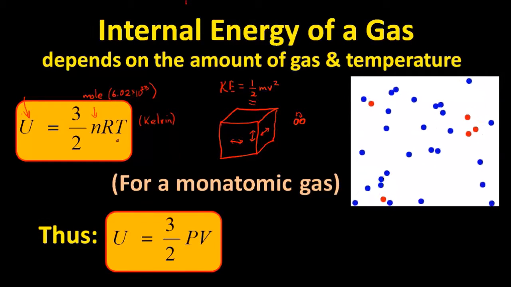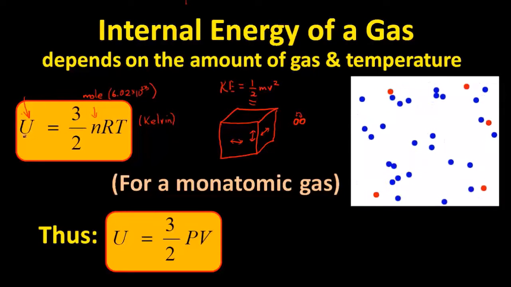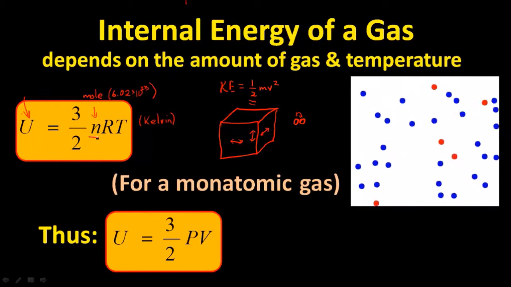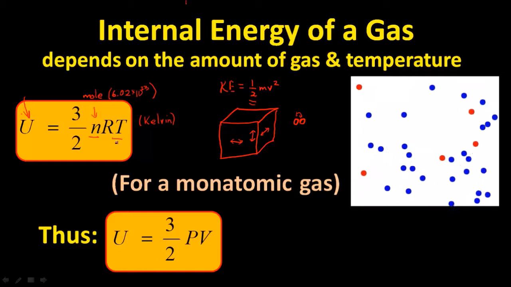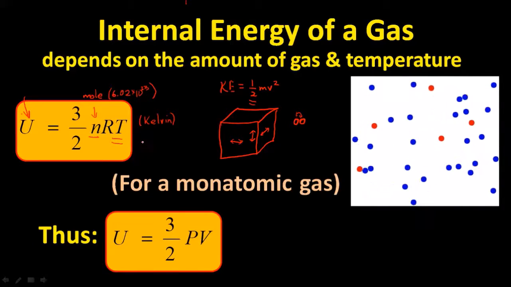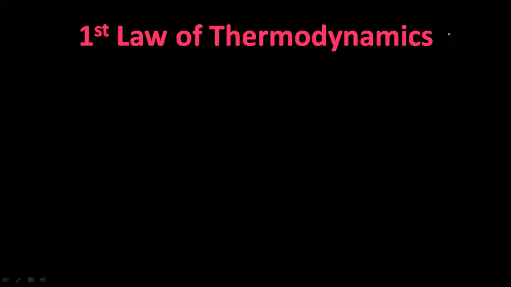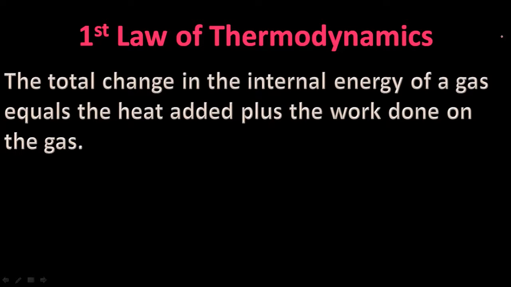Okay, but the key thing I want you to remember, internal energy of a gas relates to the amount of gas and the absolute temperature of the gas. Okay, and so we'll move from there. The first law of thermodynamics tells us that there are only 2 ways to increase the internal energy of a gas. The total change in the internal energy of a gas is equal to the heat added plus the work done on the gas.